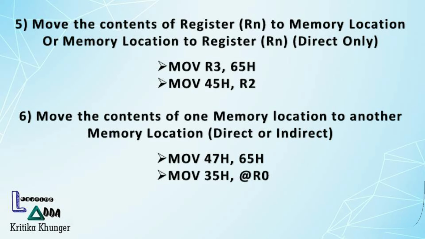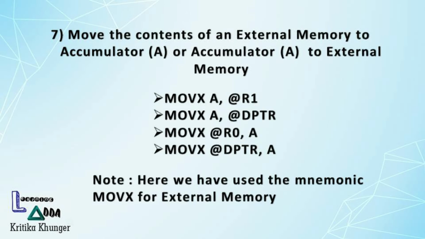Next we move ahead. Move the content of an external memory to the accumulator, or the accumulator to external memory. Here we have changed the mnemonic. We use MOVX, whereas earlier we were using the MOV mnemonic. We use the MOVX mnemonic whenever we want to access external memory. X denotes the external memory. The first instruction is MOVX A, @R1. We always use indirect addressing for external memory, because in indirect addressing we always talk about a memory location. So whenever we use the MOVX instruction, we use indirect addressing. We have used indirect addressing in all the examples over here.